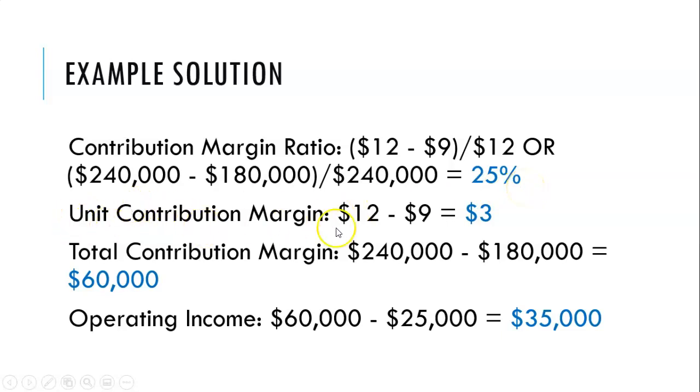Our unit contribution margin is the $12 sales price per unit minus the $9 variable cost per unit equals our unit contribution margin of $3. Our total contribution margin is our total sales, 240,000, minus our total variable cost of 180,000, and that equals 60,000. Then if I take that total contribution margin of 60,000 and I subtract out my fixed cost of 25,000, I get 35,000 operating income.